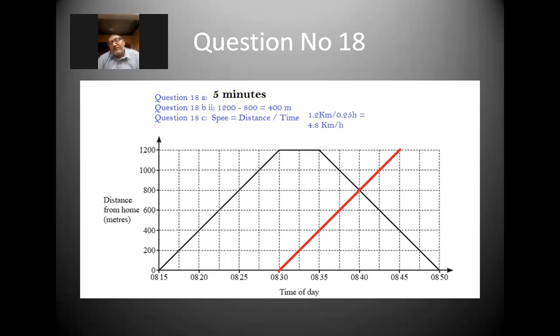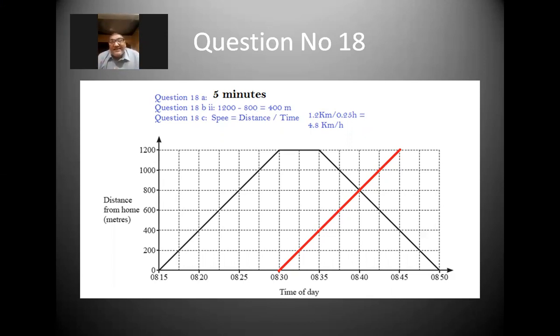So I will convert the 15 minutes into hours. That will be 0.25 hours. And how much is the rise? That is 1200 meters, but convert it into kilometers. It will be 1.2 kilometers. How do you convert meters into kilometers? You divide by 1000. So 1200 meters divided by 1000 will be 1.2 kilometers.